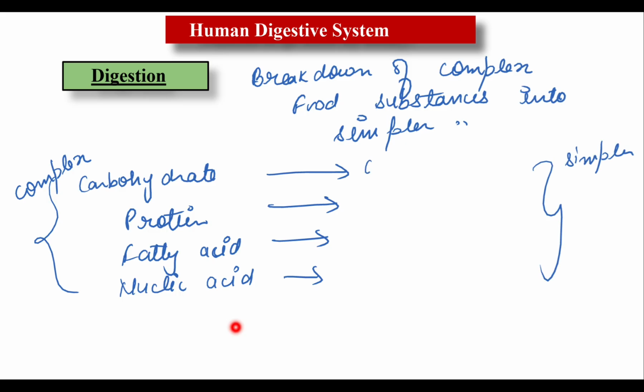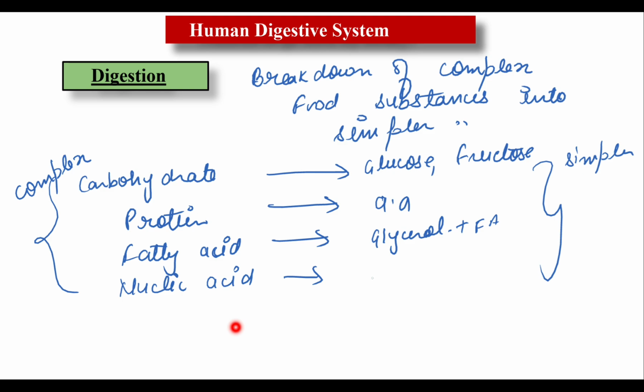Their simpler forms are glucose and fructose. When you break carbohydrates, these are the simpler forms. Protein is made up of amino acids, which are the simpler form. Fat breaks into glycerol plus fatty acids. Clear? Three molecules of fatty acid are present.